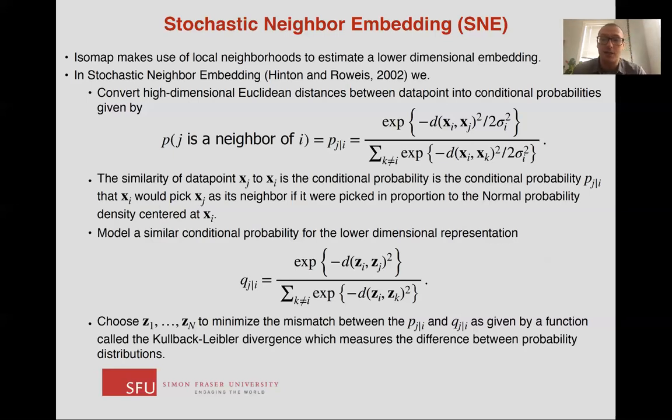So you can imagine centering a normal distribution around xi, and then asking yourself, well, what's the probability if we were going to just select one point around xi? What's the probability that we would pick xj? And that's the idea of this probability. Same idea going on down here.